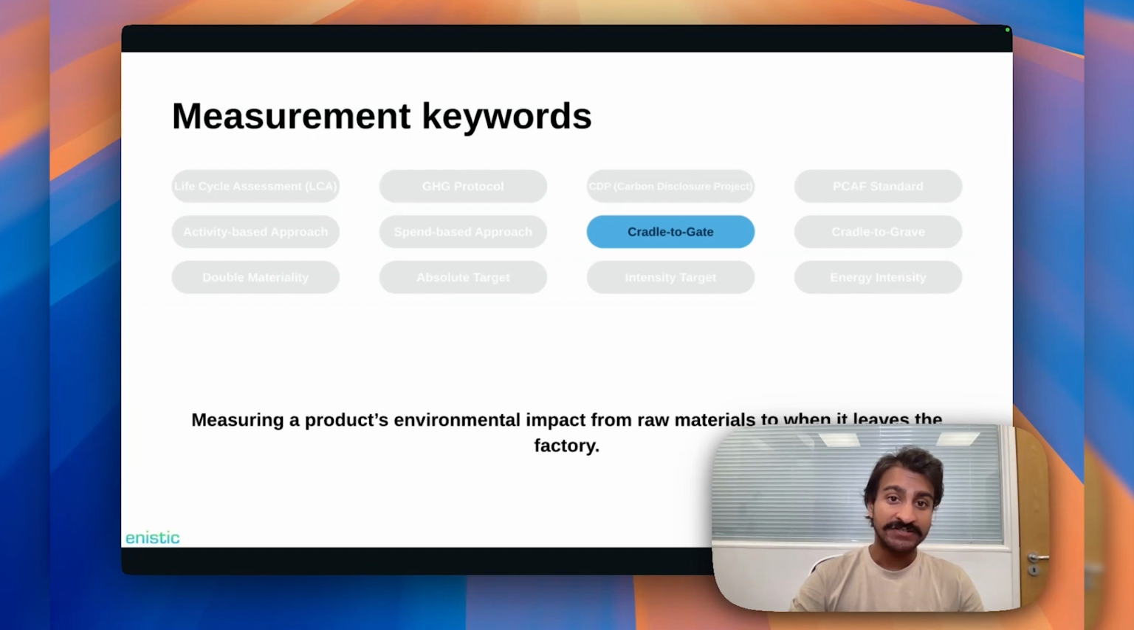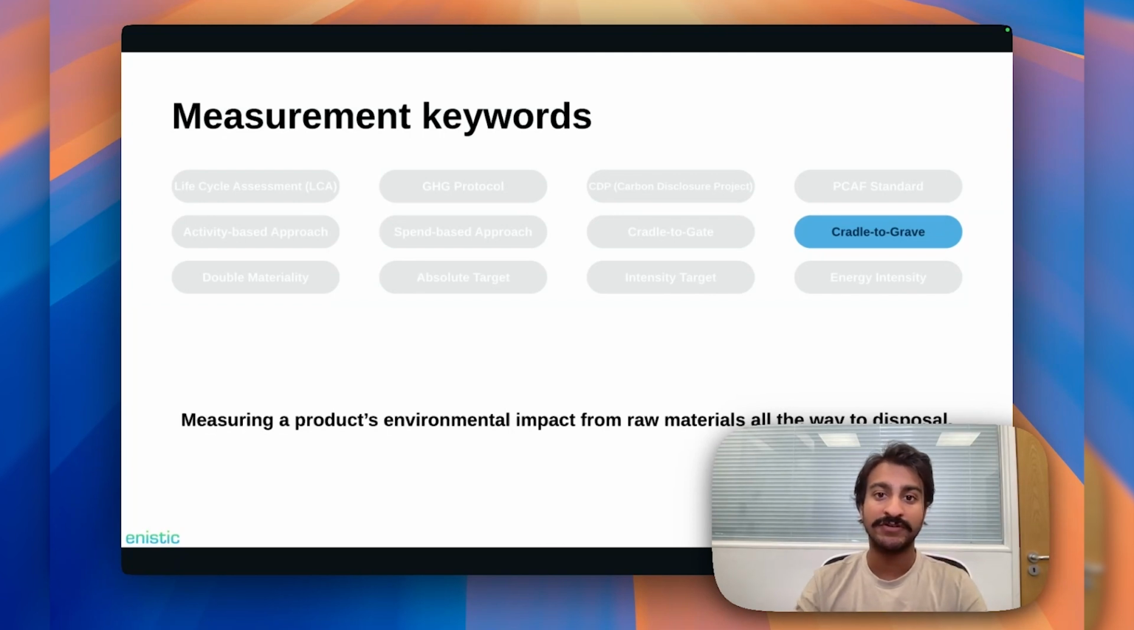Cradle to gate is a specific area of LCAs, a specific scope that measures a product's environmental impact from raw materials to when it leaves the factory. It essentially covers the initial stages of a product's life, excluding transportation to the consumer, use phase, and end-of-life disposal. Cradle to grave, on the other hand, measures a product's environmental impact from raw materials all the way to disposal. It encompasses the whole process.